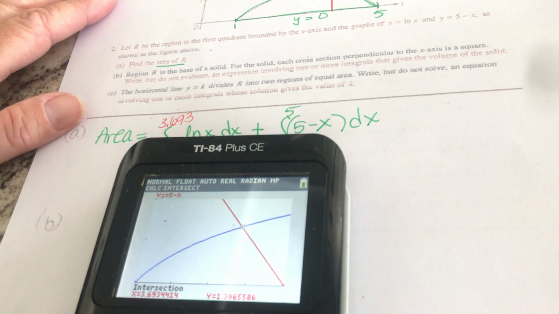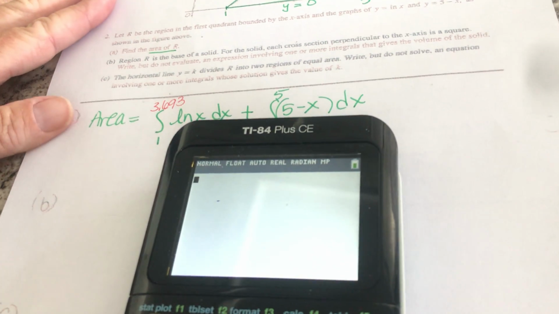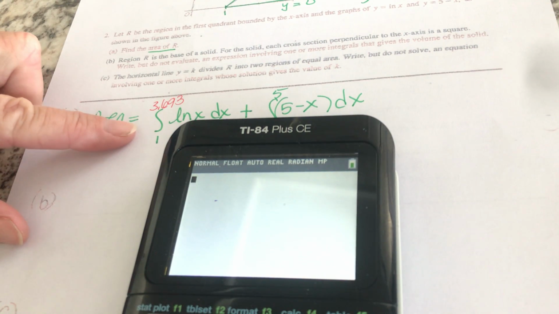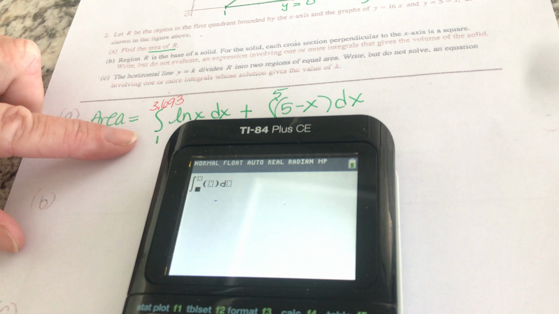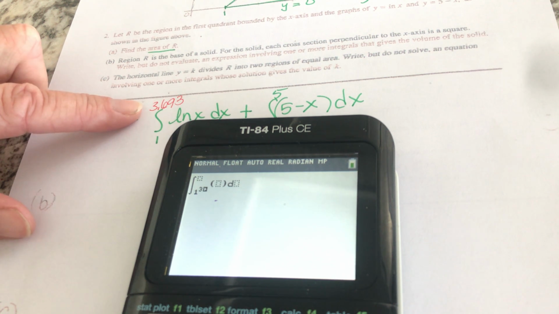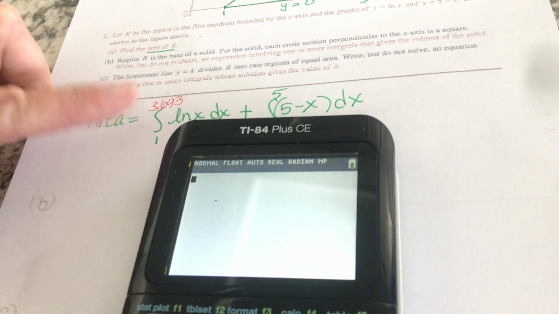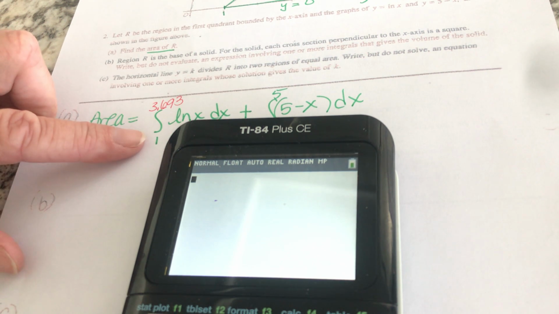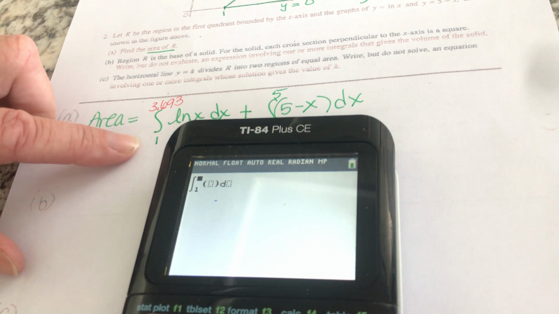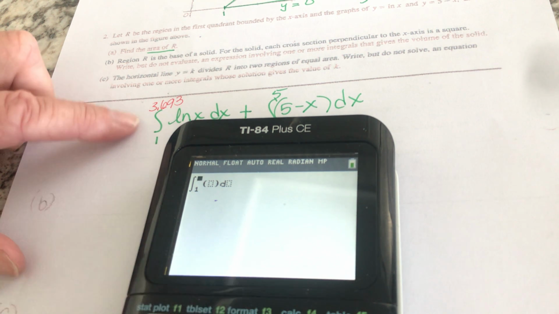So I'm going to quit out of here and go to a clear screen. I'm going to do math 9, 1 to 3.693. Whoops, I screwed up. I'm going to hit clear and try again. You've got to pay attention to what your cursor is doing so you don't mess up. Math 9, 1, and then use your up arrow so it goes up there.